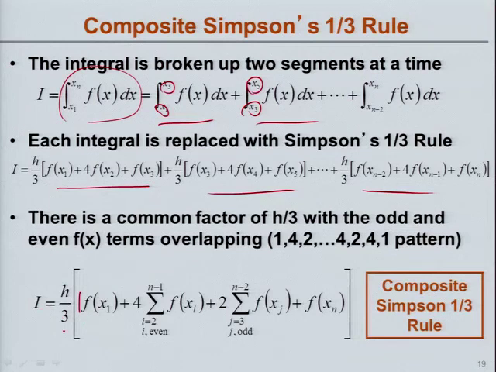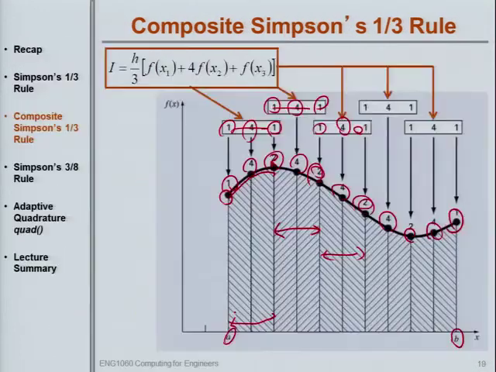The integral is equal to h on 3, function value at 1, function value at n, plus 4 times the even points plus twice the sum of the odd points. Is that kind of clear, where that comes from? It's straightforward, and really the best thing to look at is this figure here, which helps clarify where that all comes from.